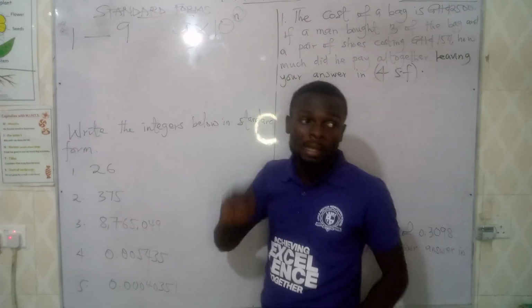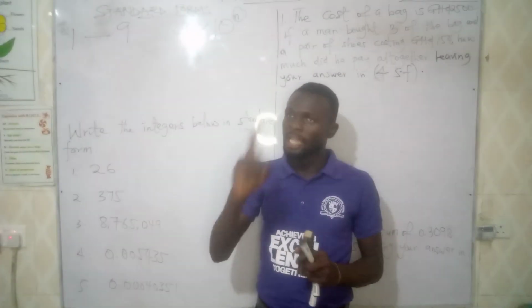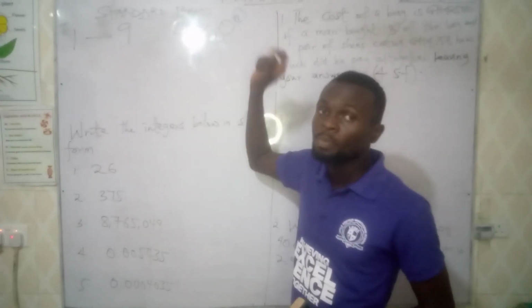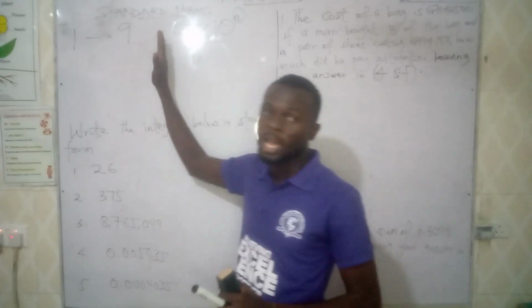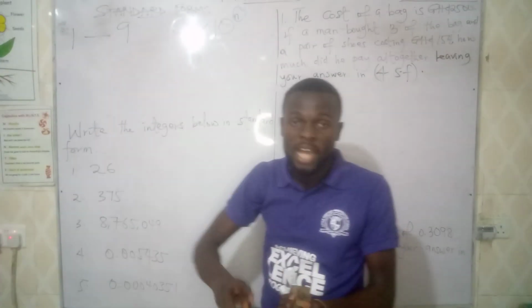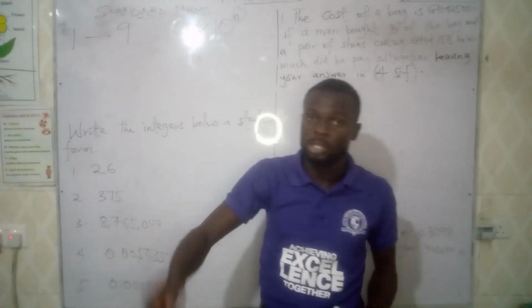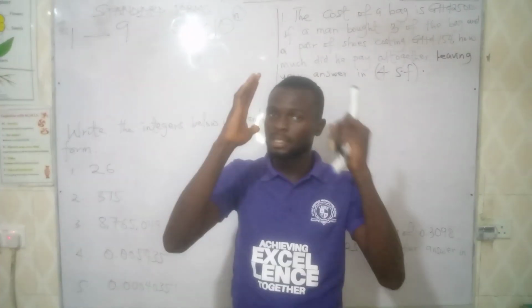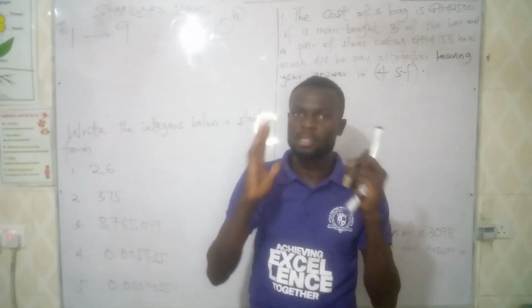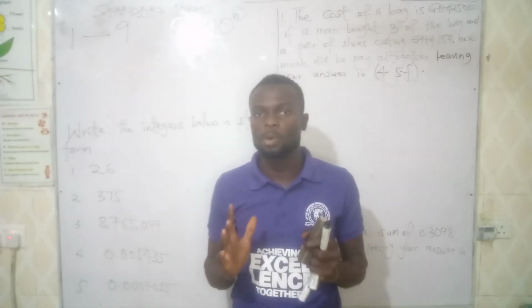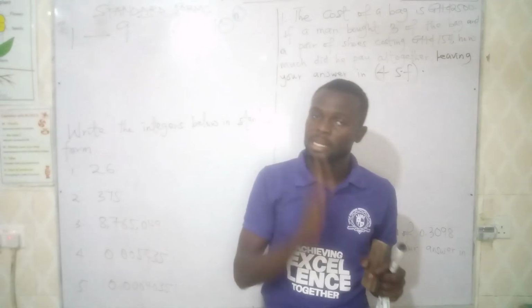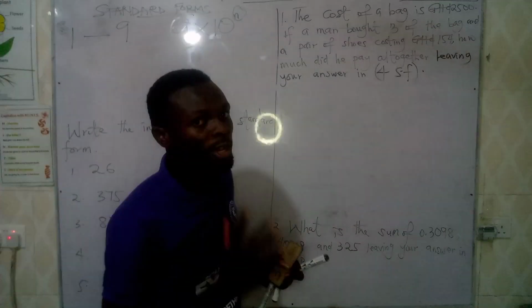But for the number to be in standard form, then the number a should be in the range 1 to 9. So if the number is 1, 2, 3, 4, 5, 6, 7, 8, 9, then the number is in a standard form. But above 9, then we cannot say the number is in a standard form.